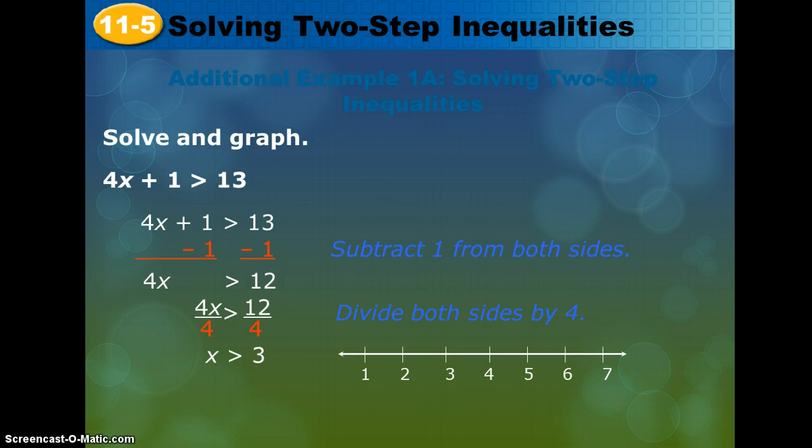To graph that, just simply draw out your number line. Since x is going to be greater than 3 but not equal to, that means that we would leave the hollow circle. So put the hollow circle down, and greater than 3 means all numbers to the right. So our arrow would go to the right.